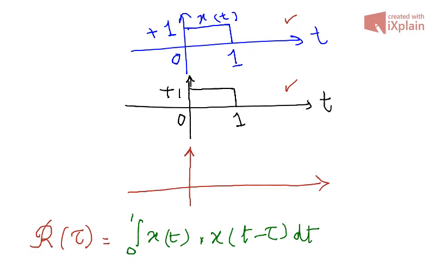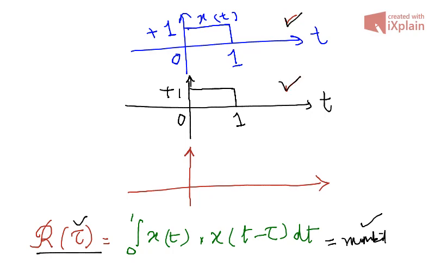Keep in mind, this r of tau is a definite integral, which means it will give us some number, some value, because the integral is over the period. So it's for a fixed period 0 to 1. It would give us some number which we have to plot, and the value of that number would depend upon this variable tau.